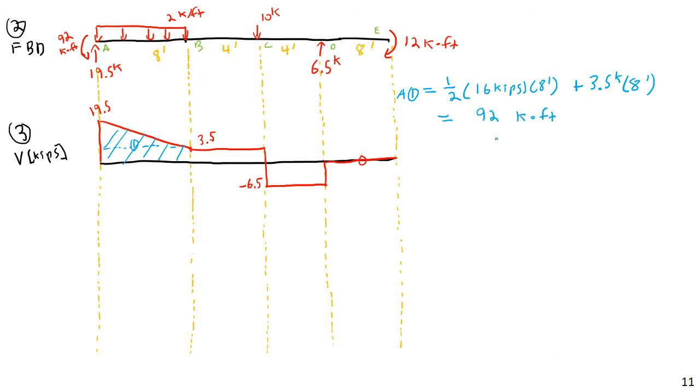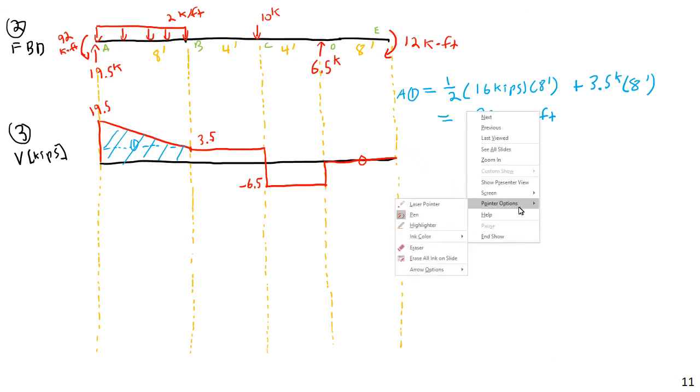92 kip feet. Huh, interesting. It's exactly equal to the 92. I wonder if that's a coincidence. Nope, it's not. Then I want to label some other 2 areas.